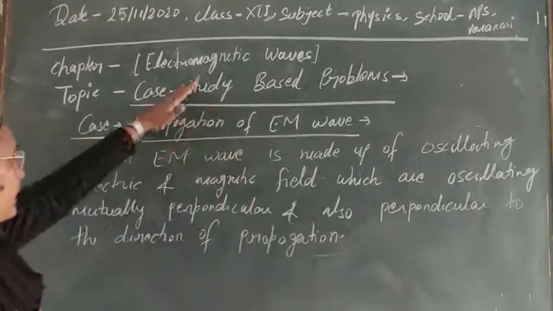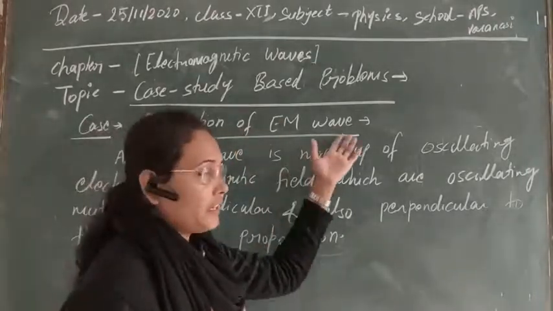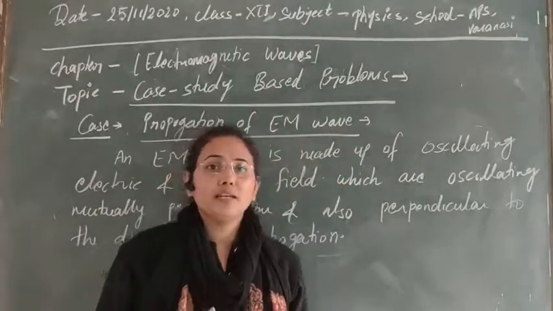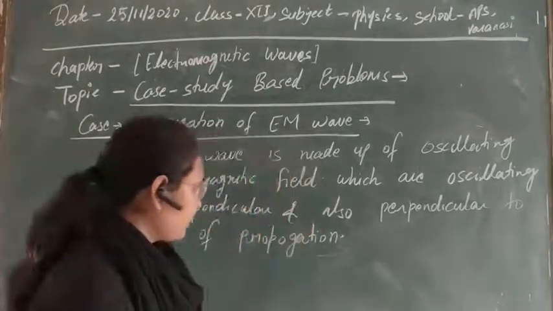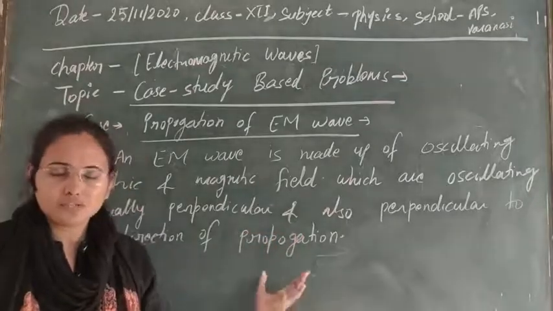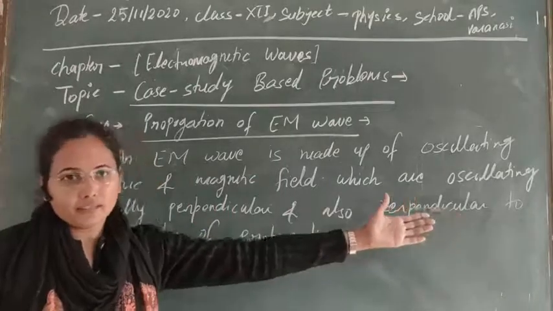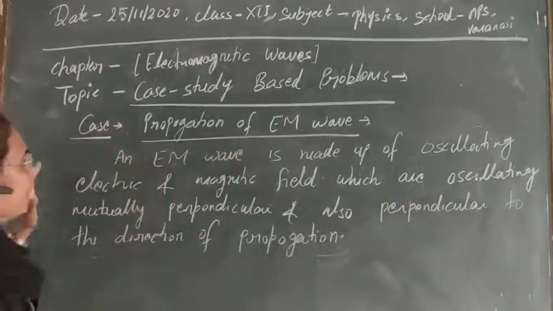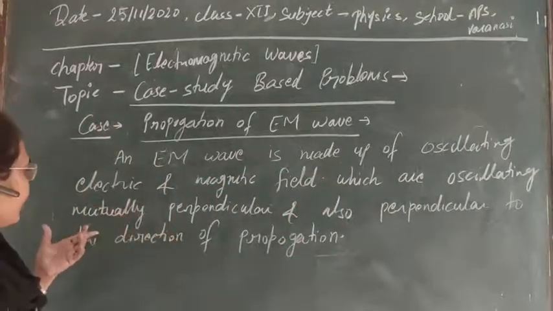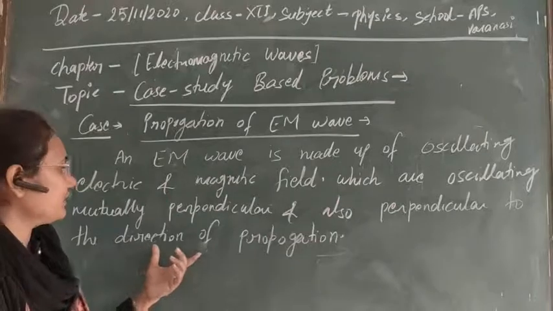So let's see the case. The case here is the propagation of electromagnetic waves. Actually, this is not a phenomenon; it is simply a process that the electromagnetic wave undergoes. The case is very simple; I have taken just 3-4 lines. We could add some more lines here, but due to limited space I have kept it short. The case is: an electromagnetic wave is made up of oscillating electric and magnetic fields which oscillate mutually perpendicular and also perpendicular to the direction of propagation.